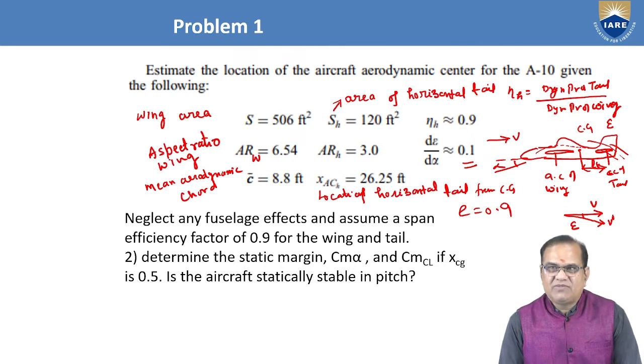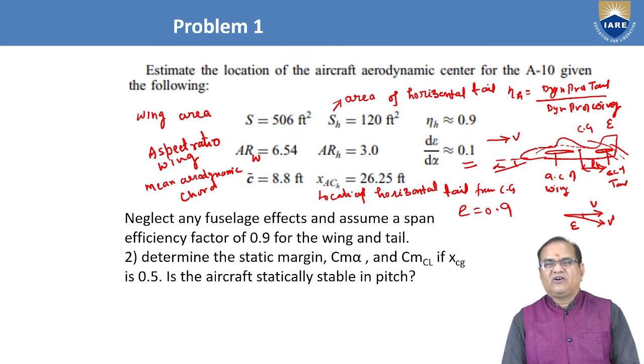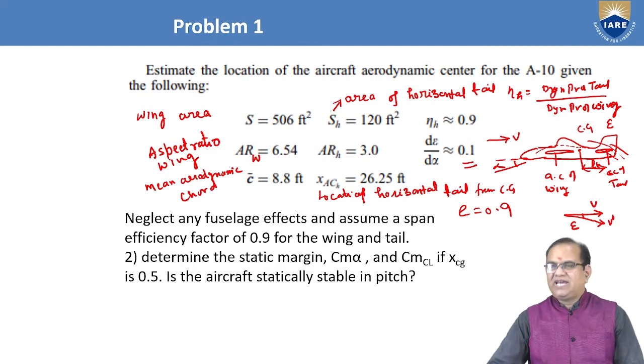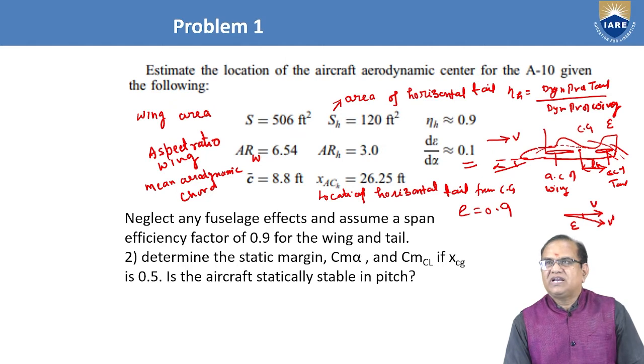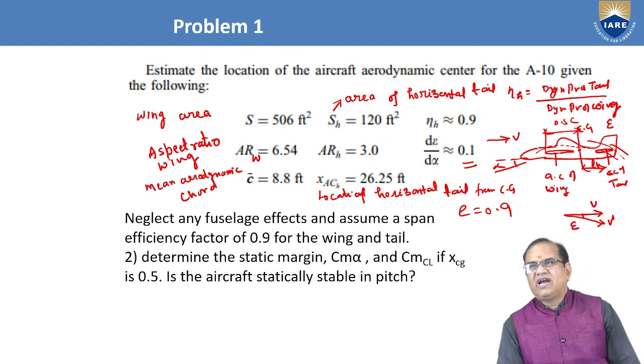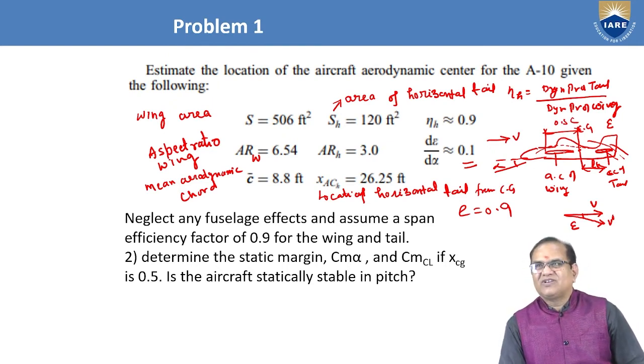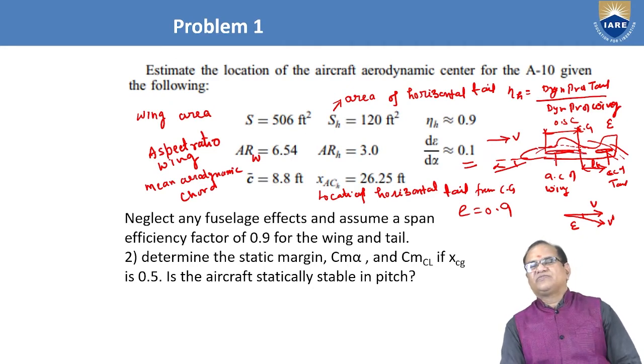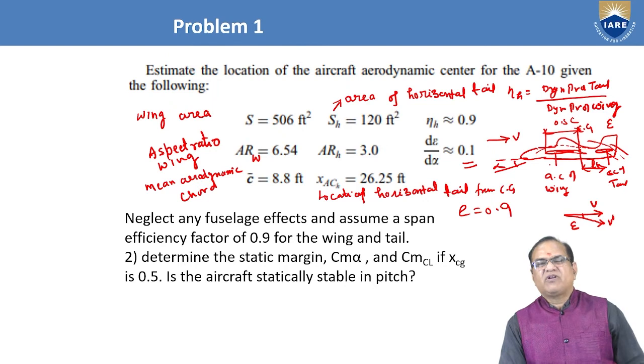First we have to find out Cm alpha, then Cm and Cl, with respect to the CG, where XCG is given as 0.5. Okay, so here I am taking this from here to here. This is 0.5C. So I think it is in between only, here only. This CG is inside the wing. So like this, we have to solve these problems.